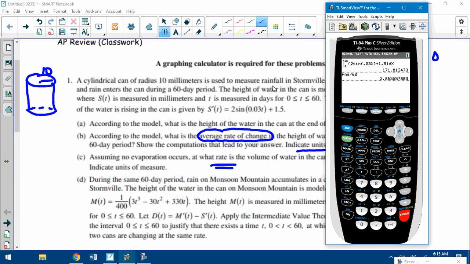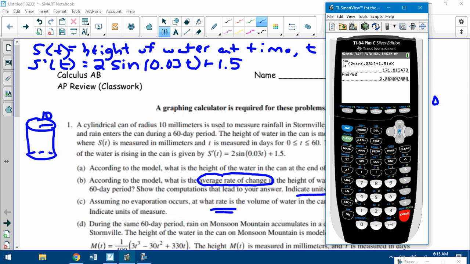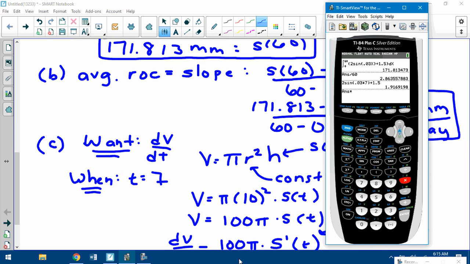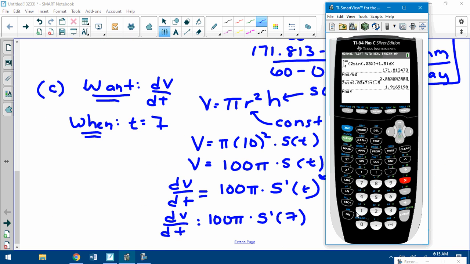Remember, s prime is 2 sine of 0.03, so I can just type that in. 2 sine of 0.03 times 7 plus 1.5 is that number times 100 pi, remember? So times 100 pi gets me 602.218.